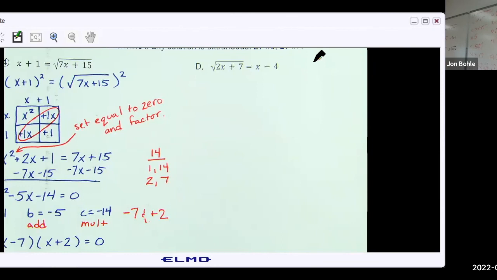The fact that this is not true tells you something about this answer, that it's an imposter. It's an extraneous answer. You plug it in and check it, and if it's actually your answer, then it'll come out true. If you plug 9 into this, it should come out true.